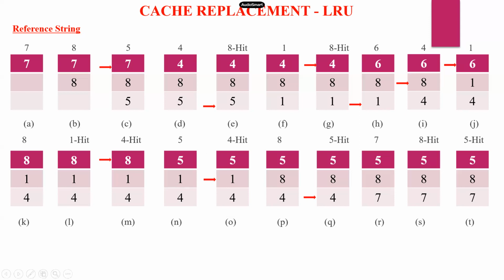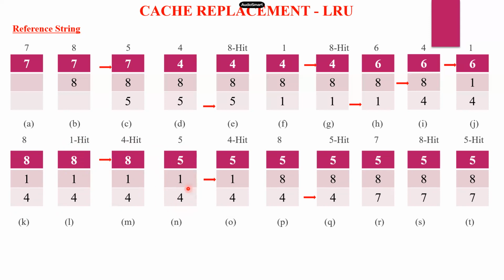Again, we have to apply that. 8, 1, 4. In that, the new data is 1. That is already available, so a hit occurs. Again, 4 is also already available, so a hit occurs. The new data is 5, which is not available. So with the help of least recently used, instead of 8, 5 will be placed.